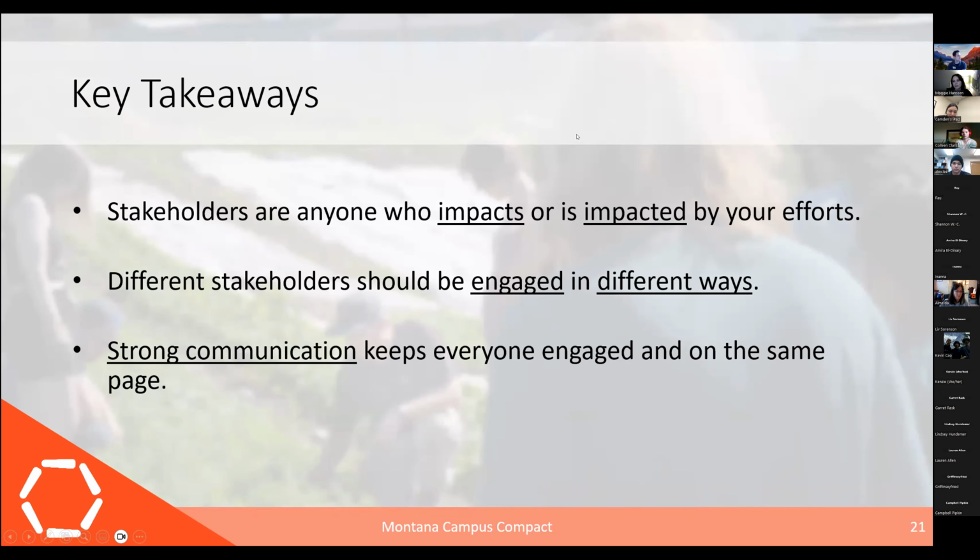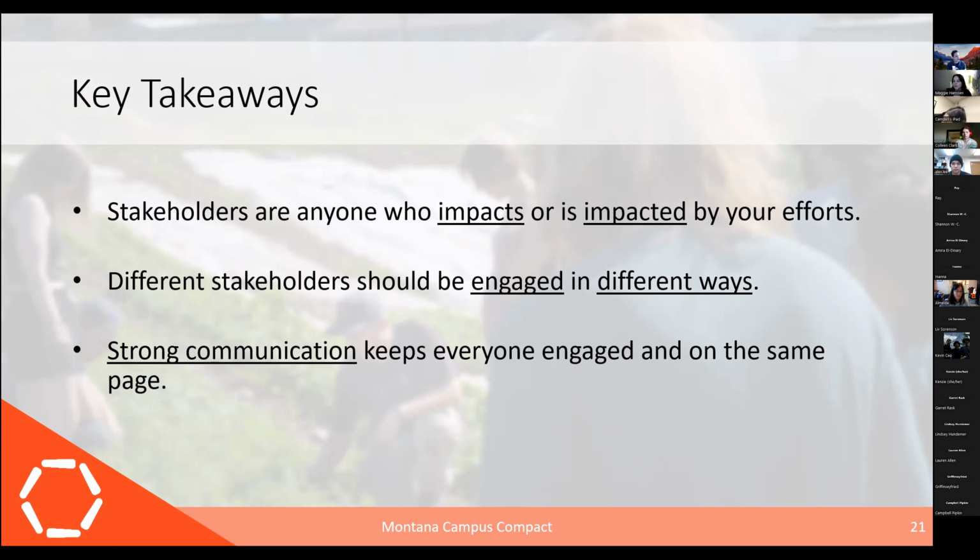Before we part ways, I really wanted to instill the key takeaways from today. Crucially, stakeholders are anyone who impacts or is impacted by your efforts. And we hope that they are positive efforts in that you're addressing an unmet need in a community. Different stakeholders should be engaged in different ways. That goes back to the previous slide about how different groups of people like to engage and communicate with that type of media.